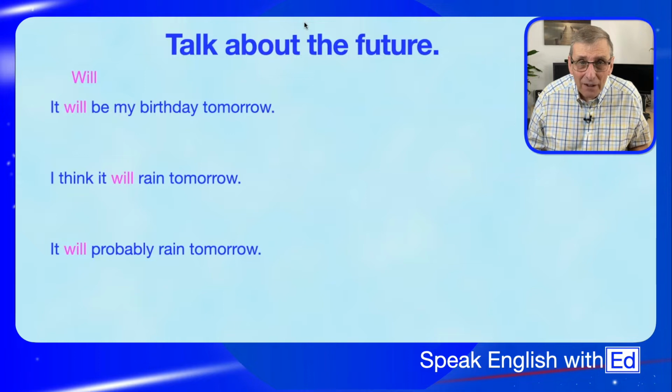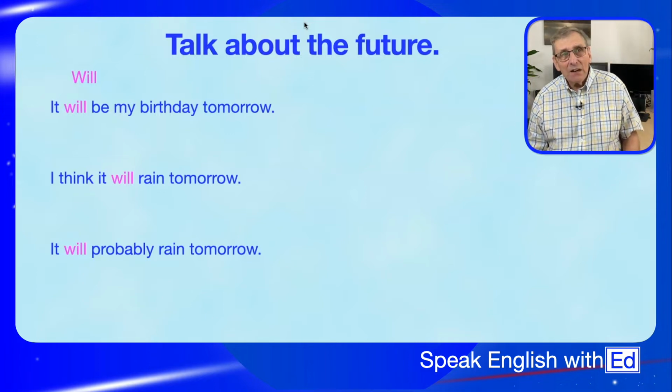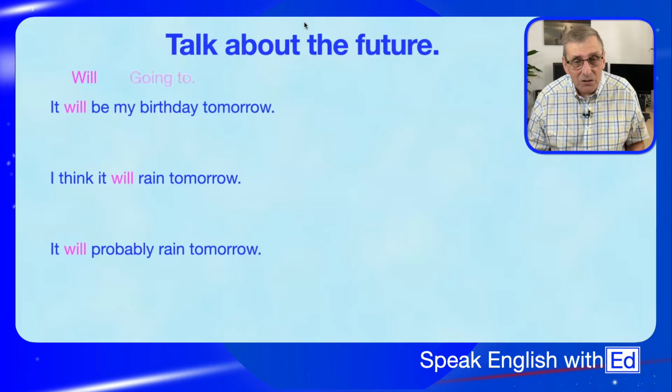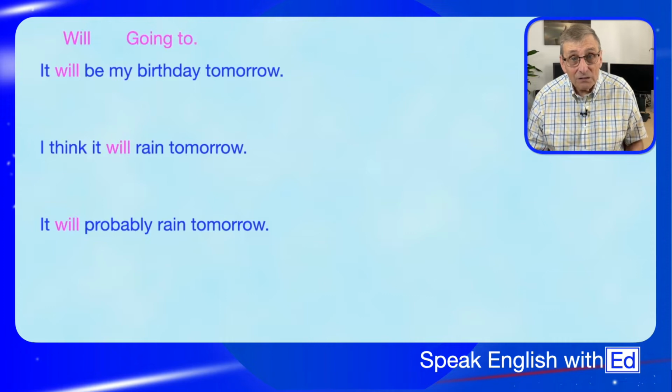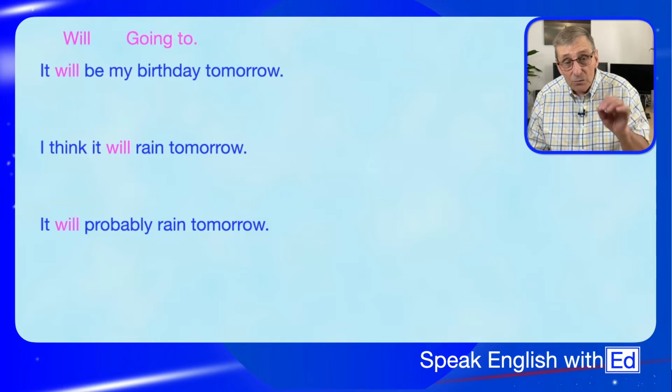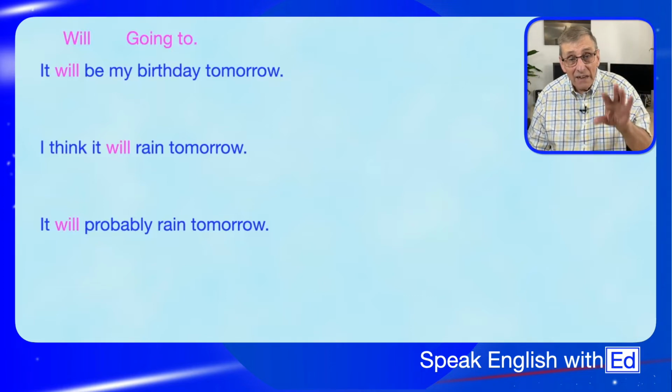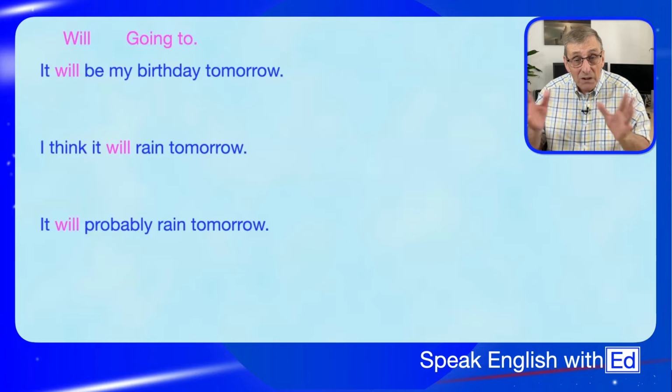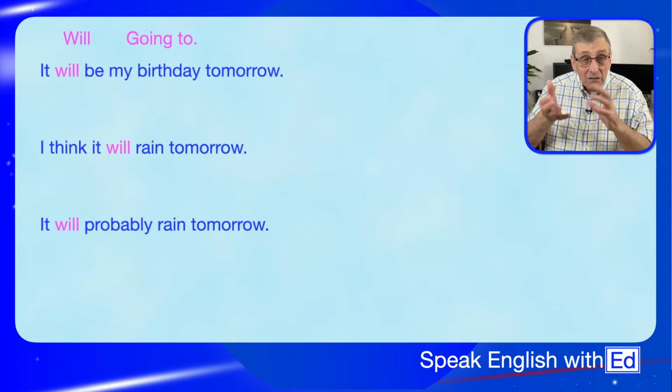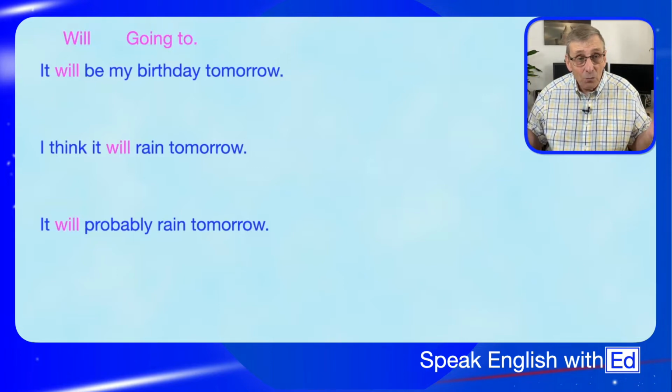Will is one way that you can talk about the future. Do you know another way? Can you think of another way? Let's see. How about going to, right? We can substitute will, or take will out, and we can put going to in its place, because they both mean the same thing. And you can use either will or going to.